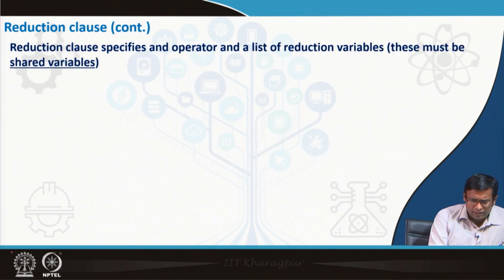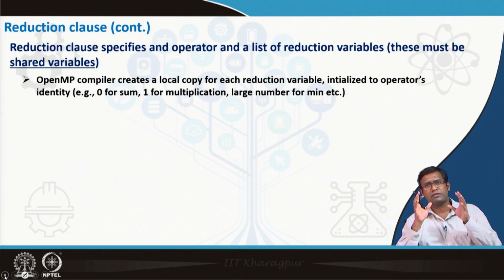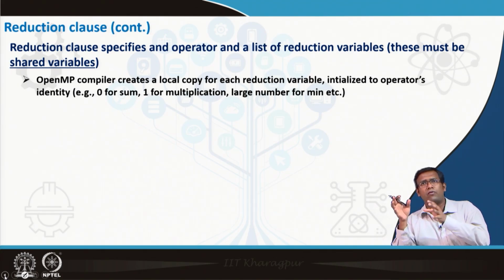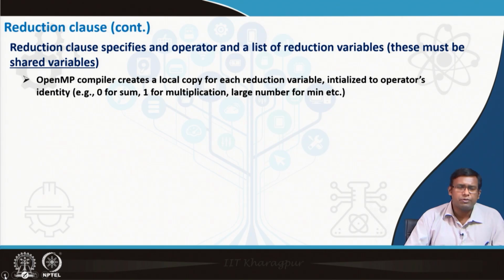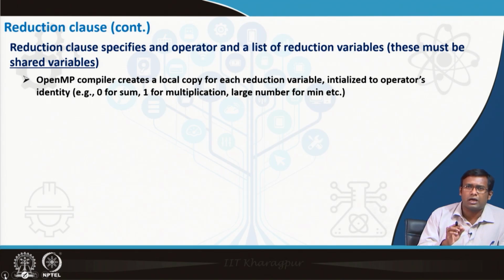Reduction clause specifies an operation and a list of variables. When reduction is done in OpenMP, you have to specify which operator will be active and what are the variables on which it will work. When you use a reduction operation, the OpenMP compiler first creates a local copy for each reduction variable, initialized to the operator's identity, say 0 for sum. If it is sum, it starts with 0. If it is multiplication, it starts with 1. If it is finding minima, it starts with a large number and then finds the minima. So, this is basically how you do the sum or find minima.